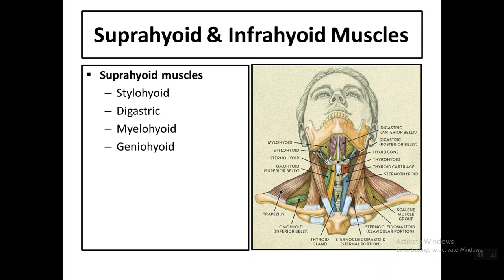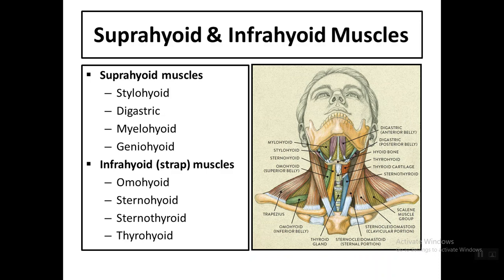Now we come to the topic of the muscles of the neck. We can divide the muscles of the neck into suprahyoid and infrahyoid muscles. The muscles above the hyoid bone are the suprahyoid muscles. These are stylohyoid, digastric, mylohyoid, and geniohyoid. The infrahyoid muscles, or another name, the strap muscles, are omohyoid, sternohyoid, sternothyroid, and thyrohyoid.